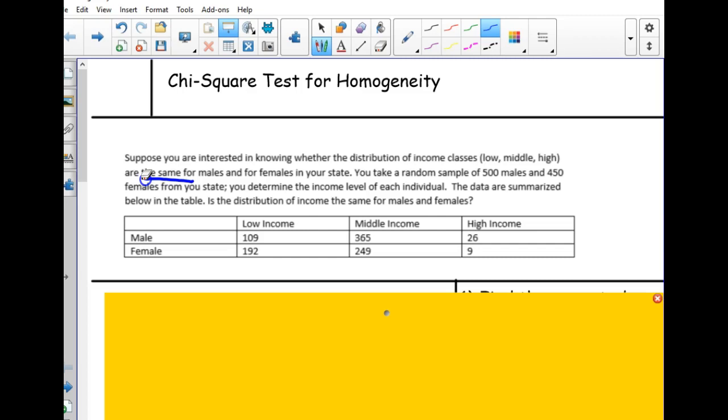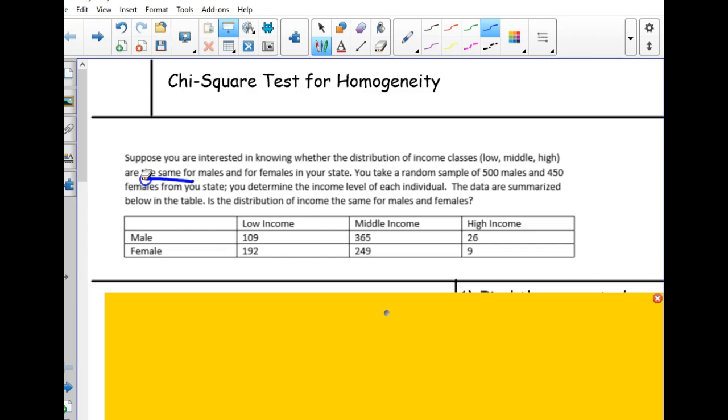Because if you just look at the problem without even reading it, it looks the same, independence versus homogeneity. And to be honest, there's not a whole lot different other than the interpretation piece. All of the calculations are the same as they are for chi-square for independence.